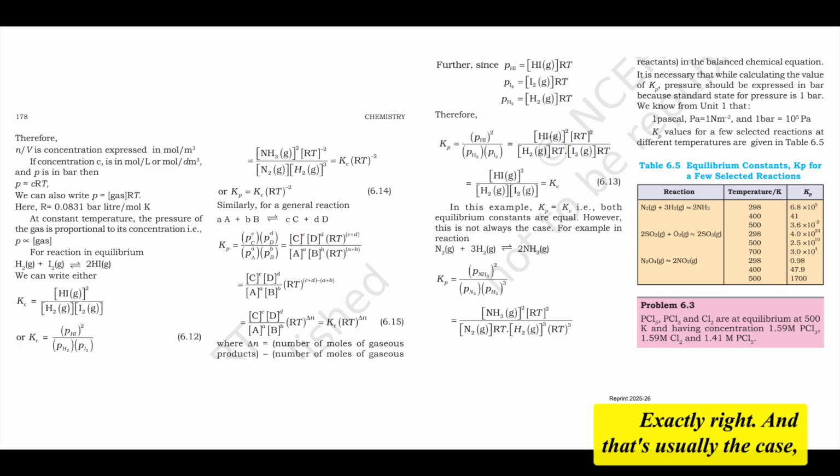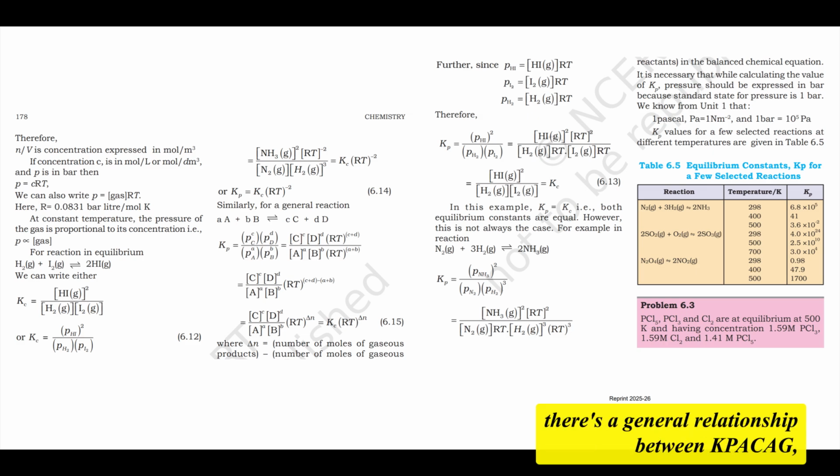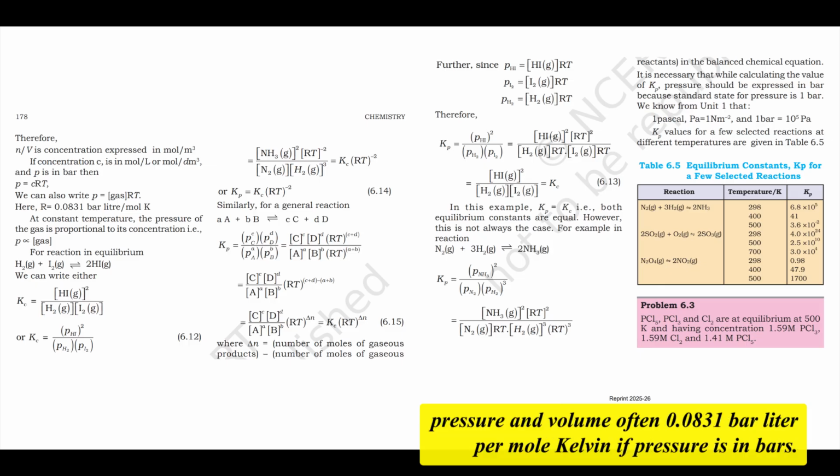Exactly right, and that's usually the case. There's a general relationship between Kp and Kc, which is extremely important for your exams. You must know this formula. Kp equals Kc(RT) to the power of delta n. Let's break that down. R is the ideal gas constant. You need to use the value that matches your units for pressure and volume, often 0.0831 bar liter per mole Kelvin if pressure is in bars.